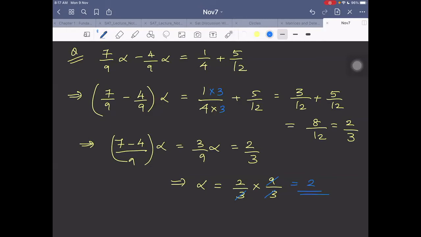So are you comfortable with solving equations which involve fractions now? Comfortable with fractions? Tell me. Yes, you can quickly do it without trying to go and pick up a calculator. You can do it quickly, right? Yes.